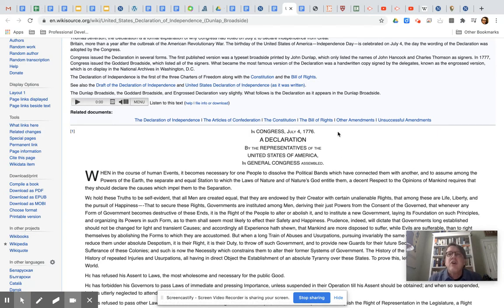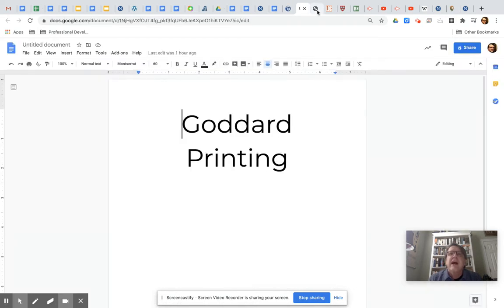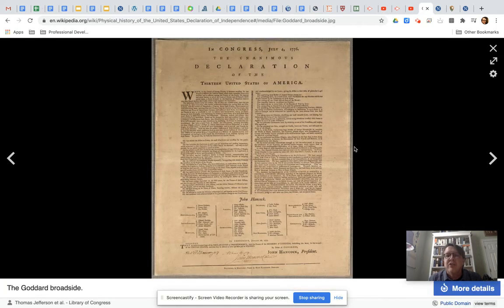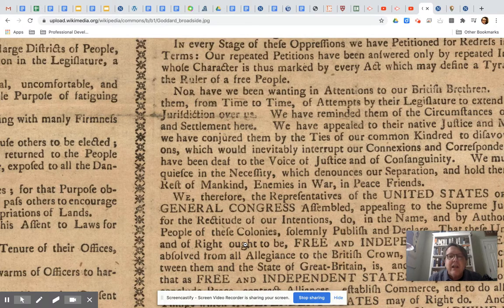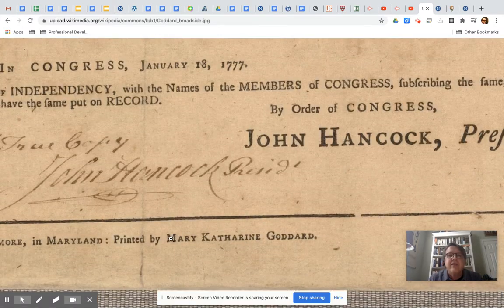In addition, we have something called the Goddard printing. I love the Goddard printing because it was printed by, let's go to a version that we can see properly, printed by Mary Catherine Goddard. I think it's worth noting that. Let's go down here. There she is, Mary Catherine Goddard. And Mary Catherine Goddard, she puts her name there. She's the printer of this.